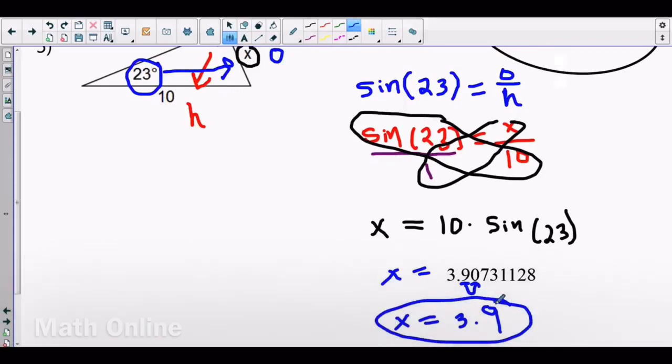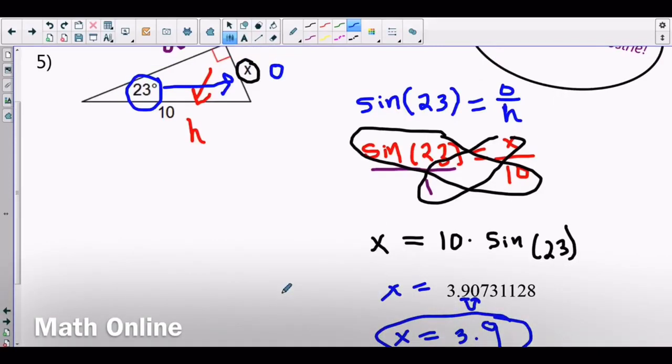And you can always use SOHCAHTOA, like I mentioned earlier. So remember to use SOHCAHTOA. It's really easy to remember that, and you could write your ratios right away. Okay. So here we go.